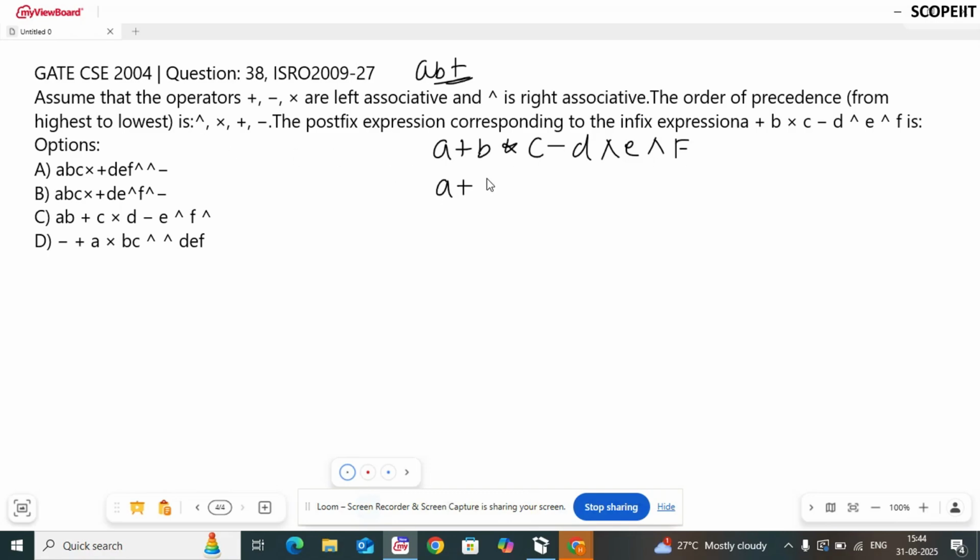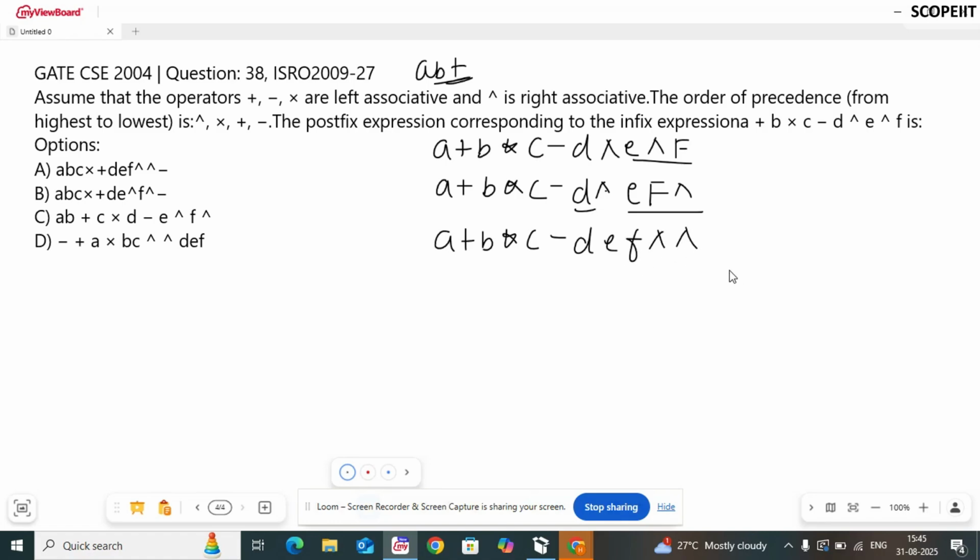Okay, so as they said the highest priority is caret only. So first we'll solve caret. A plus B multiply C minus. Okay, and caret is right associative. First we will solve this one. So it will become D caret as it is. It will become E F caret. E F and caret. Okay, so now we'll solve this caret, the second one. So it will become A plus B multiplied by C minus D E F. Then this caret and this caret, both the carets together. Okay, next. So this is solved. Now this is one term.